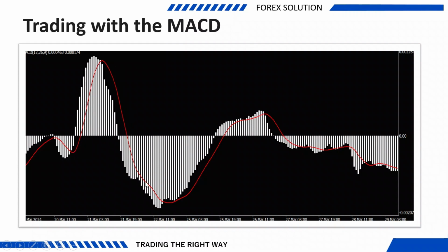This red is the signal line. It depends on how you want to use it. Some people use it this way. MACD has a midline, which is 0.0000. The part below is negative and the part above is positive. You can see this is minus 0.00 something, and this is 0.00. Above is positive, below is negative.